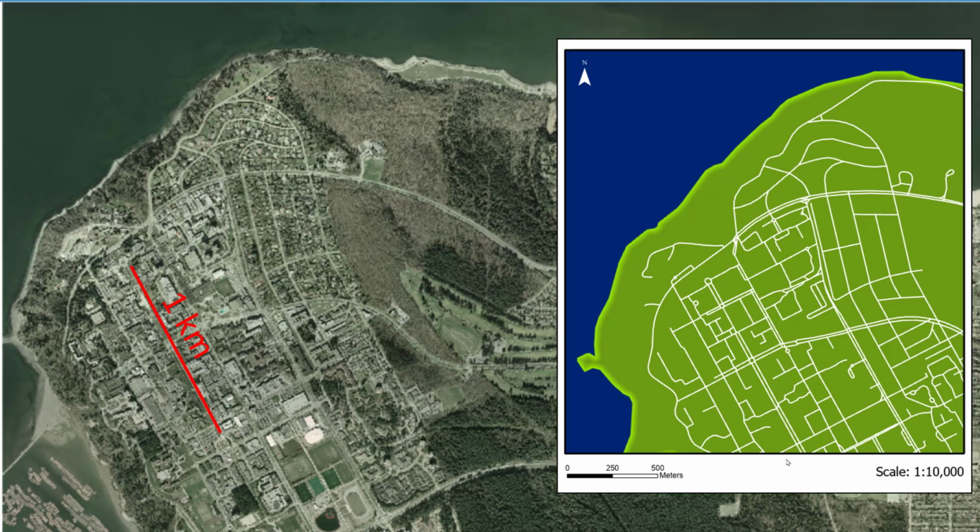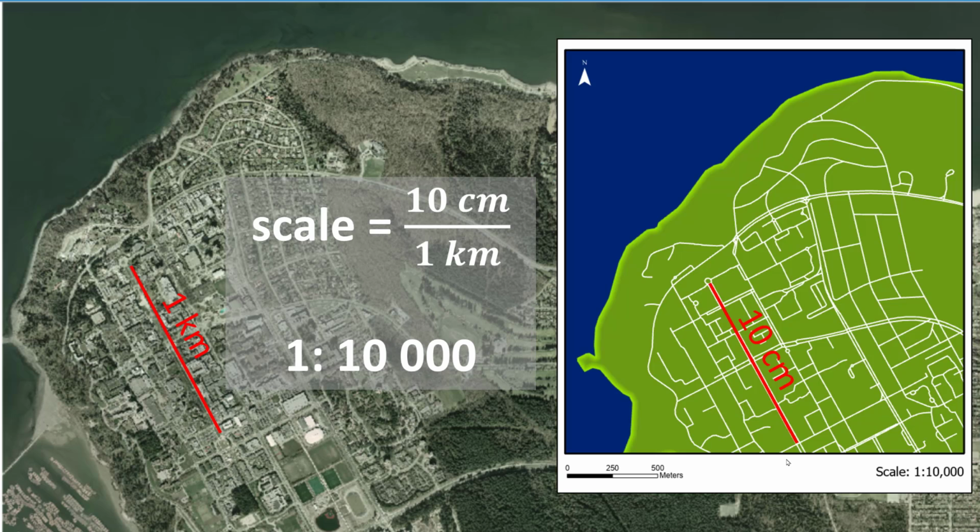Following the red line on the ground, the distance is 1 kilometer. And then measure the distance at the same locations on the map. It's 10 centimeters. So the scale is calculated as 10 centimeters divided by 1 kilometer. And the scale or the ratio is 1 to 10,000. When making a map, we always put the scale on maps. The scale could be a ratio or scale bar.